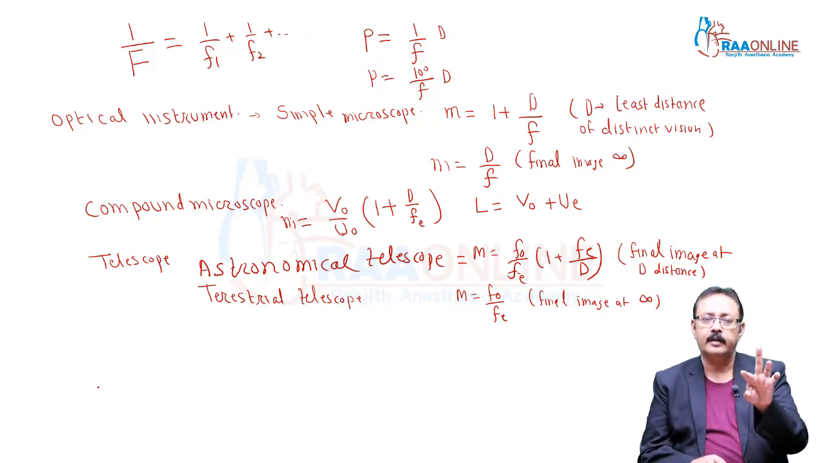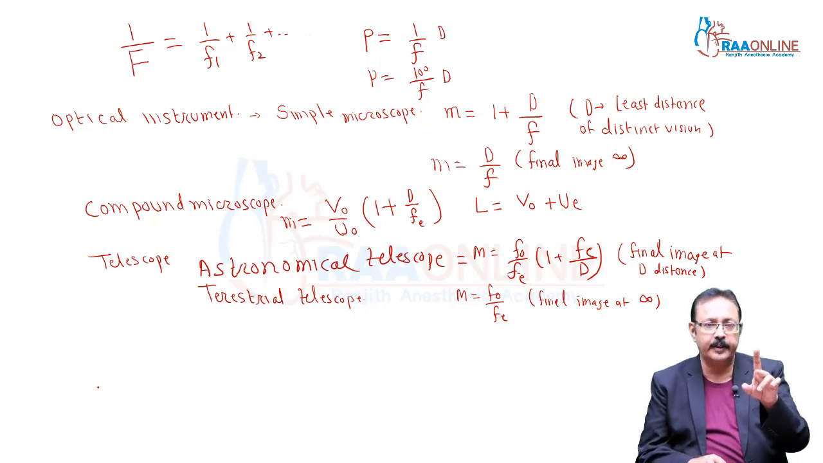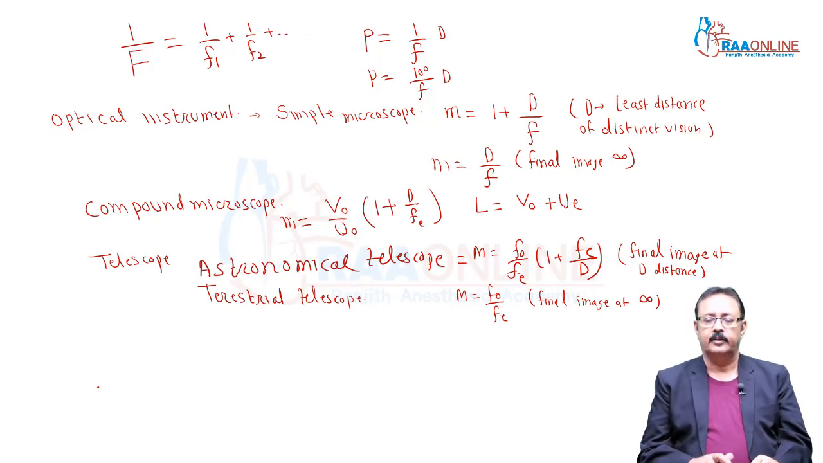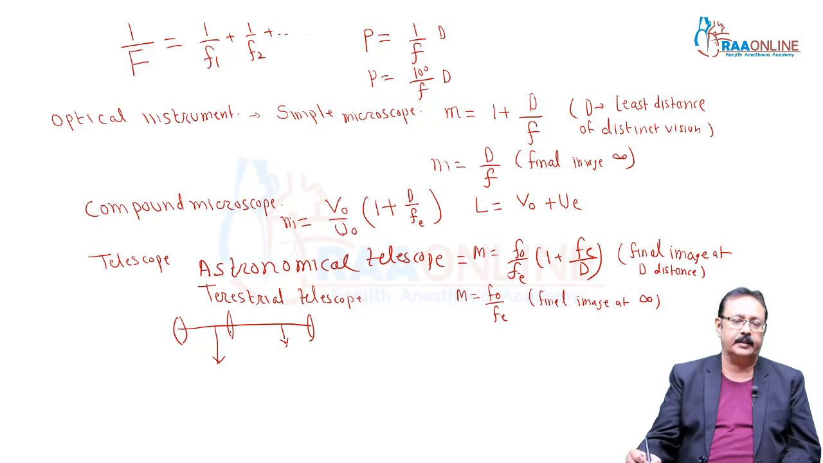It will only invert the final image, which was inverted. Again, if it is inverted, it means the final image will be erect. So we are using 3 lenses: the objective lens makes one image, the eye lens makes a second image, and since the final image is inverted, we use a third lens which will only erect your final image.